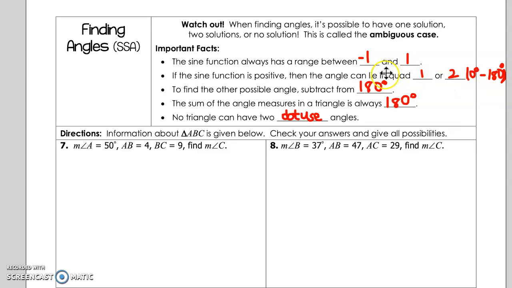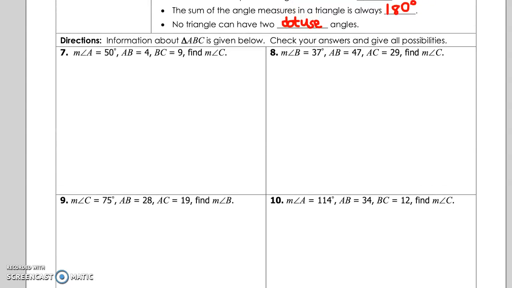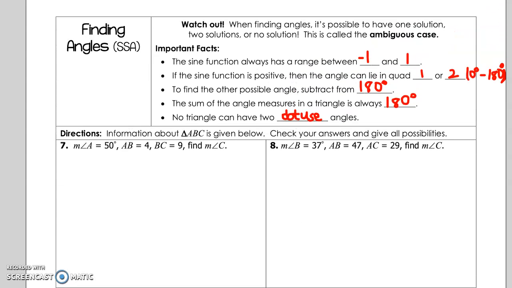If you get one angle, and there's another possibility, you can subtract from 180 to find its other possibility. The sum of angle measures of a triangle is always 180. And in a triangle, if we get something where we have two obtuse angles, we know that it can't be a triangle.